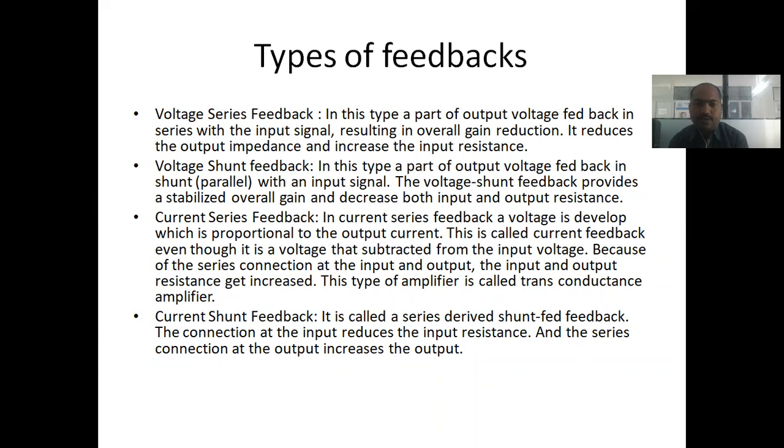When we use voltage series feedback and apply a signal, the gain is reduced. Means when we use voltage series feedback, whatever gain comes across the amplifier is reduced. For that purpose we use voltage series feedback.